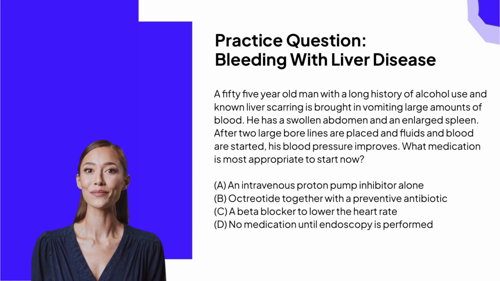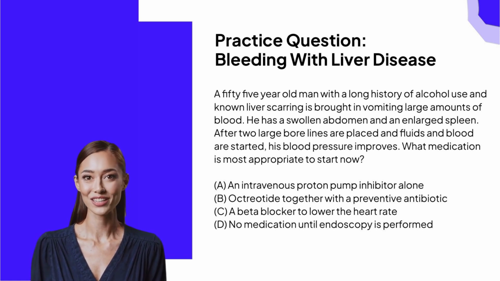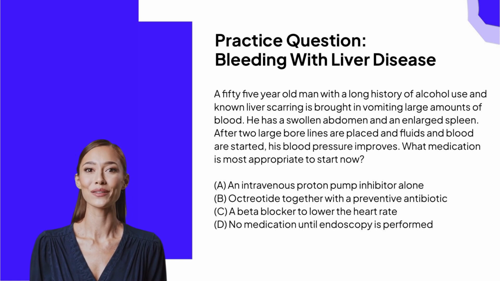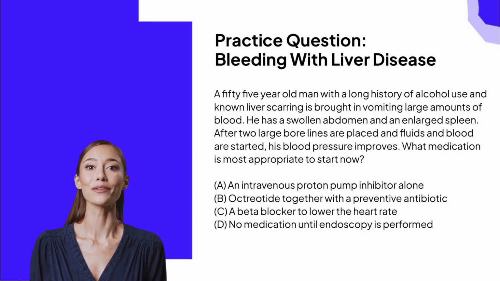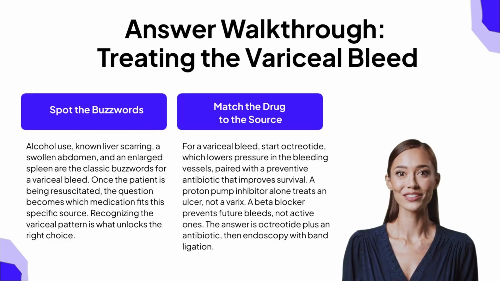Pause and choose. Your options are an intravenous proton pump inhibitor alone, octreotide together with a preventive antibiotic, a beta blocker to lower the heart rate, or no medication until endoscopy is performed. Think about which drug actually matches a bleeding varix, and remember that there is a second medication these patients always need. Let us walk through it.